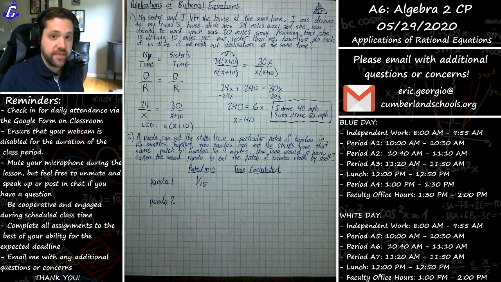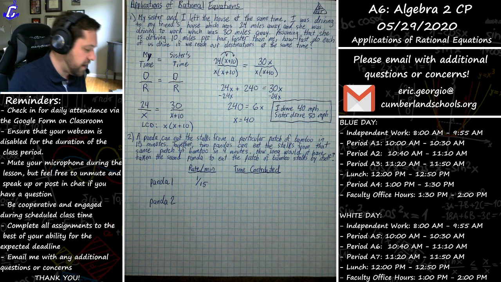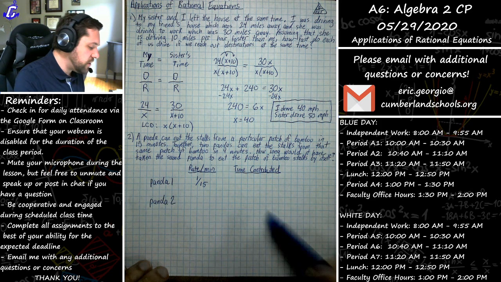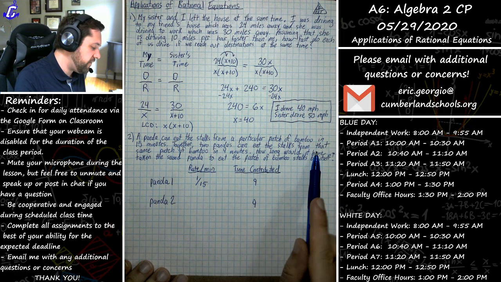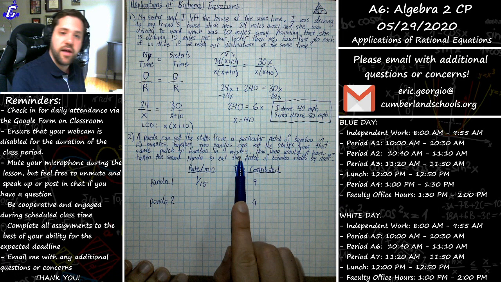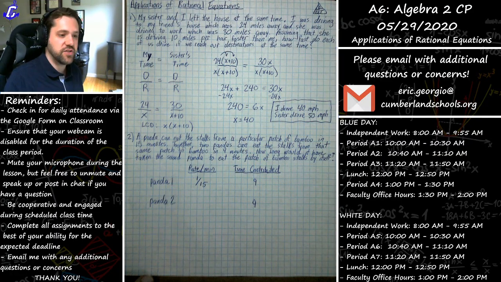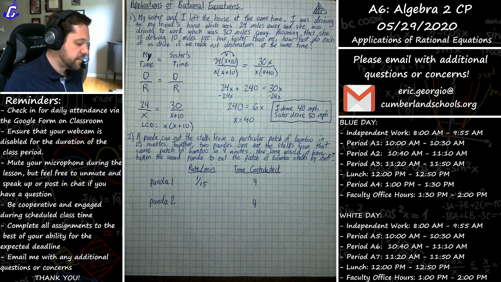Because after 15 minutes, it would have eaten the whole thing, 15 out of 15. The time contributed for both of these things is 9. If you notice, if they both work together, if they both contribute 9 minutes, they can both eat that same patch of bamboo together, right?